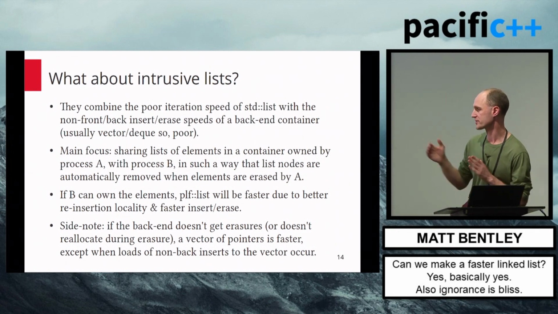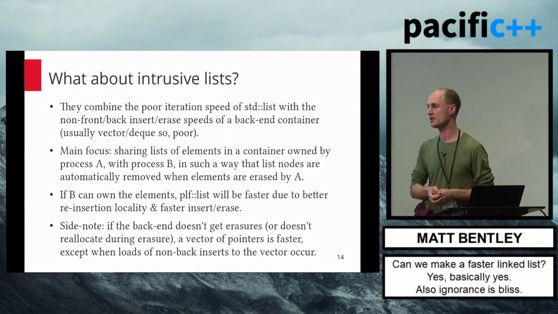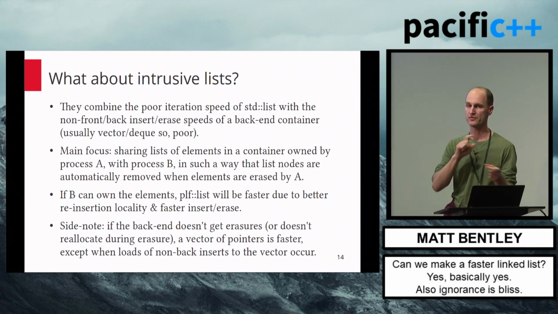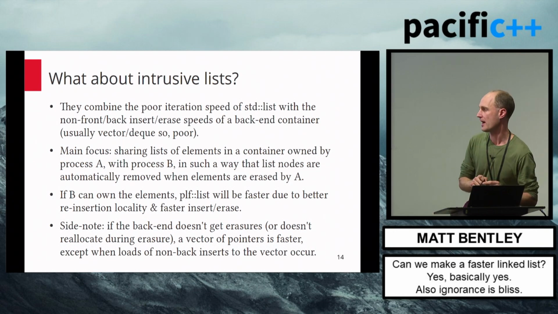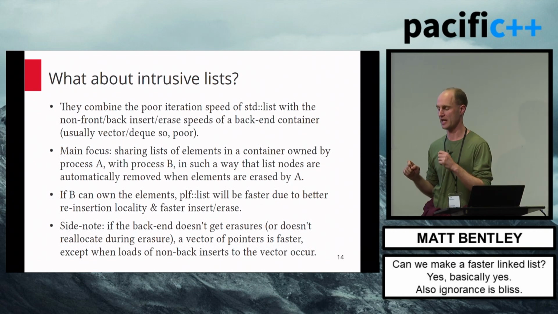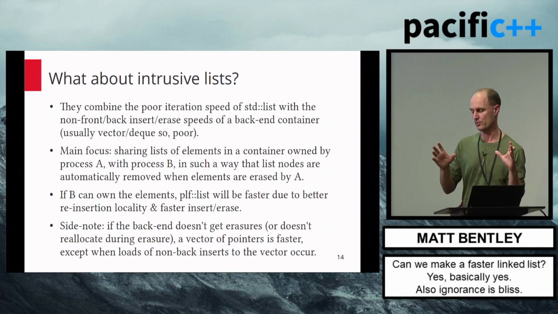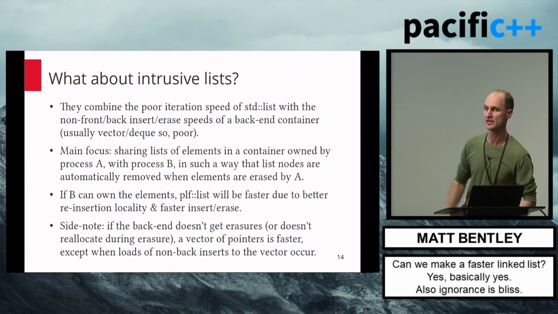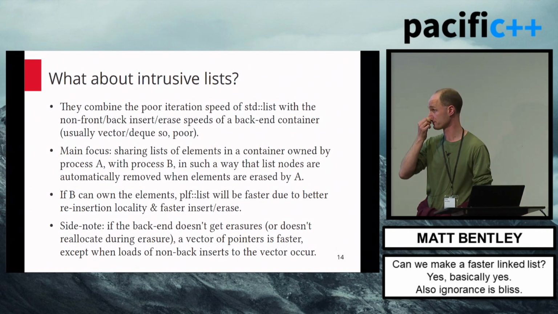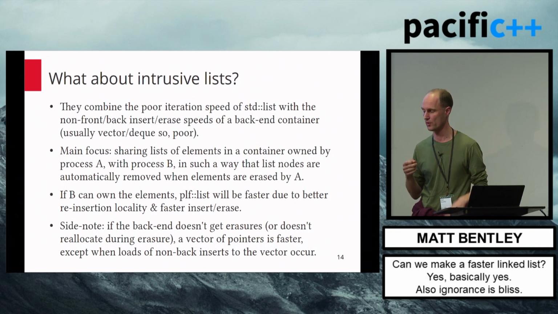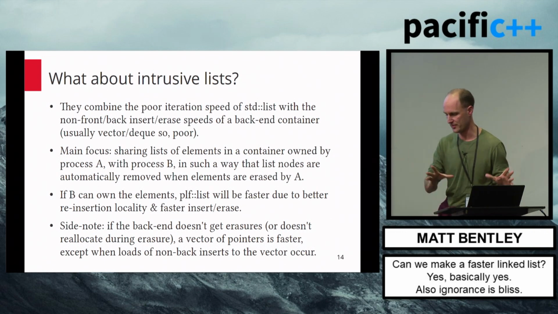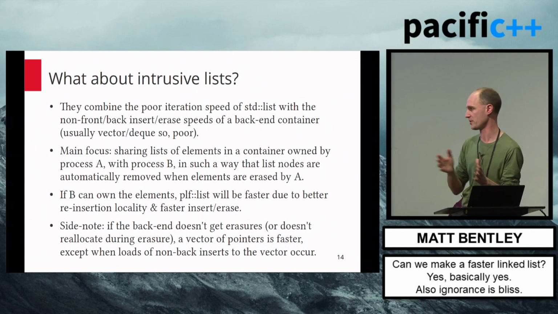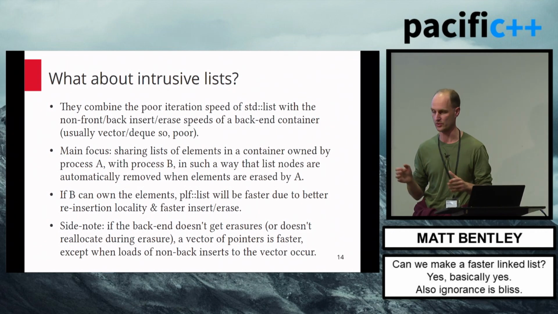of code. Process B doesn't own that container, but it can form a linked list out of the elements in that container. And the nice thing about it is that the little bit of code in the elements says that when an element gets erased from this backend container, it's also going to automatically take itself out of that linked list owned by the second process. So it's quite good for when data that belongs to one thing is being accessed by another, concurrent situations, this sort of thing.